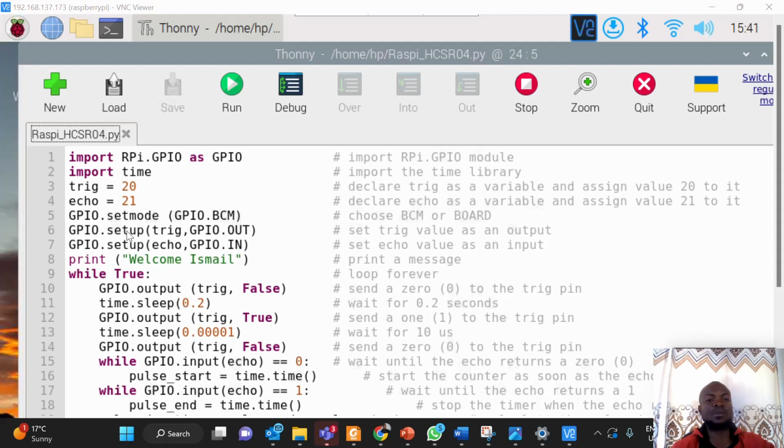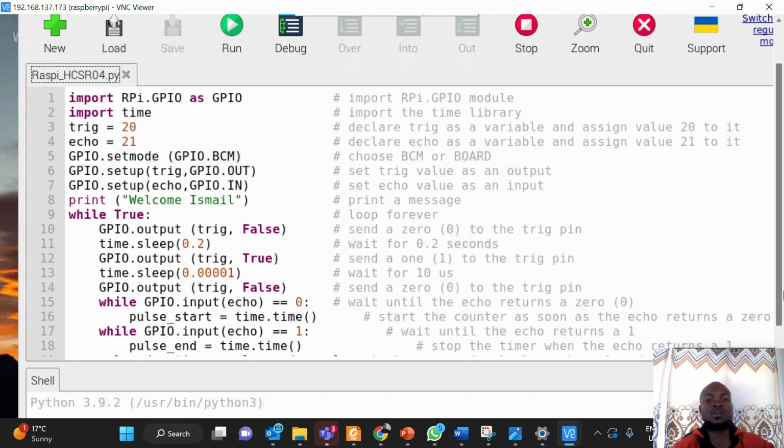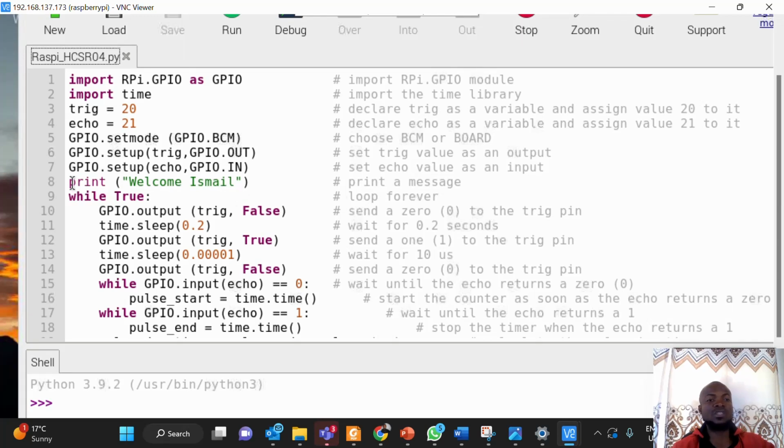Then at this point, this function will set the trigger pin as output. This function will set the echo pin as input. Then this is not necessary, just printing a welcome message. Then, while True: can you remember? This will be executed whenever this condition is true, and this condition will always be true because we wrote it as True. That means this loop will be executed forever. That was why I said loop forever, because it will never be false.